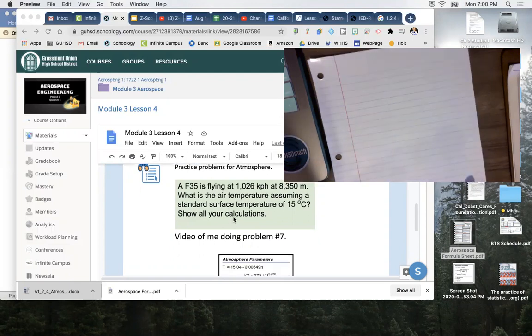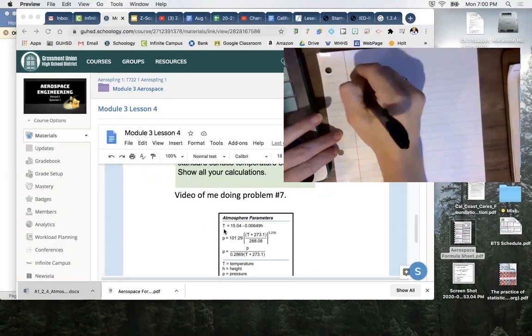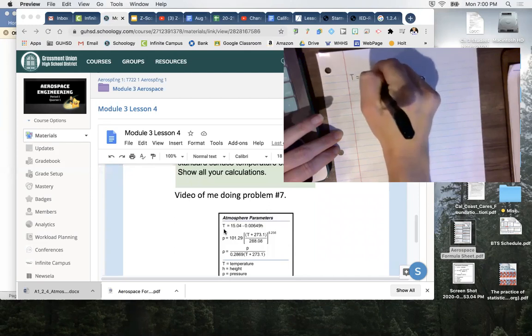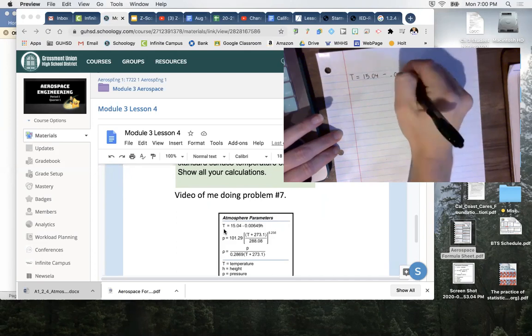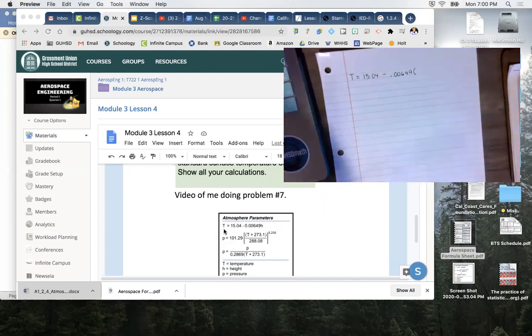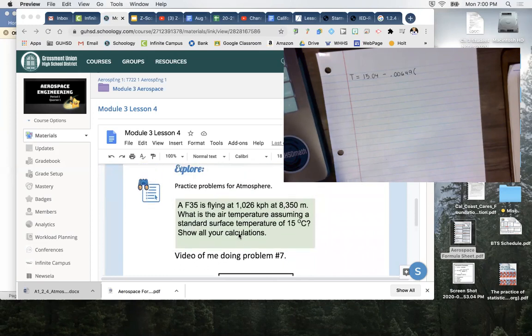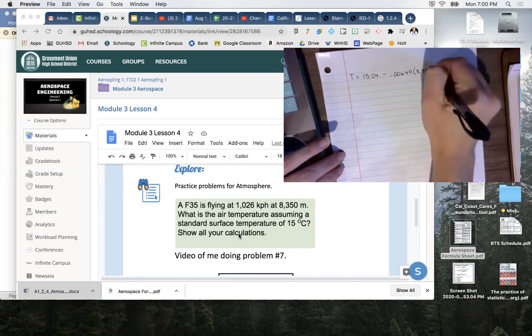So if you look at the formula here, we have an equation for temperature. It asks us specifically for temperature, so we're going to calculate temperature. Temperature is equal to 15.04 minus a coefficient of 0.00649 times the height. H is height. Again, those can all be found down here. A height in this case of 8,350 meters.